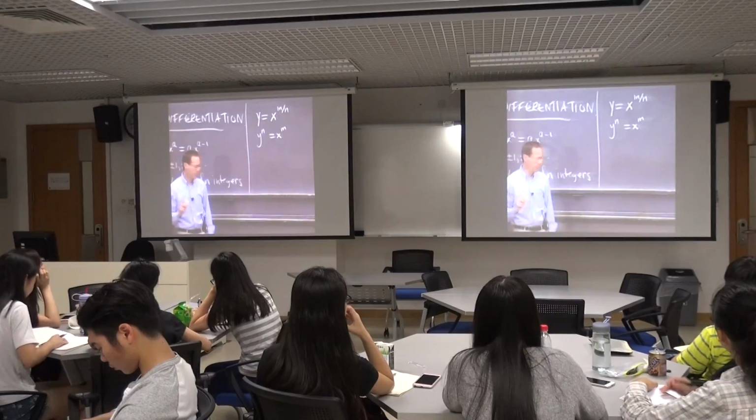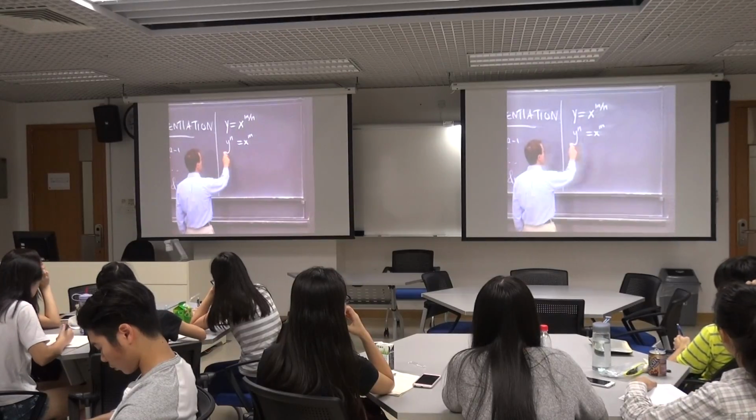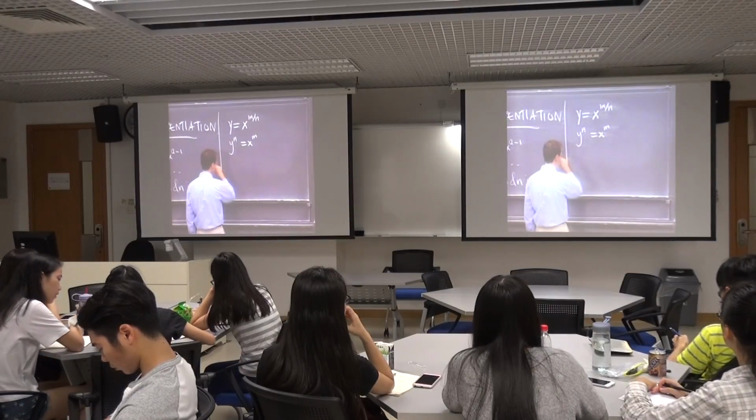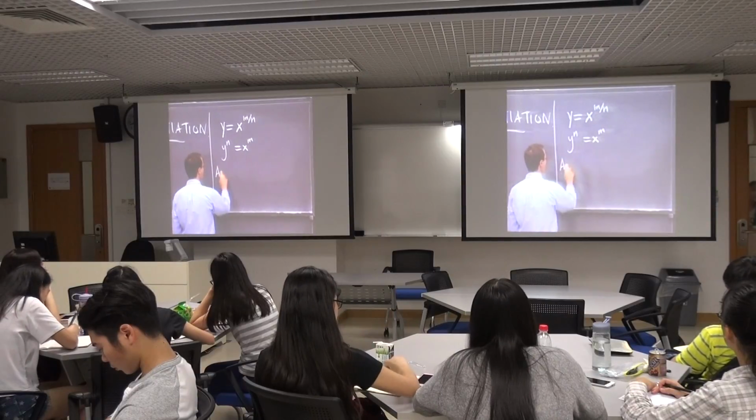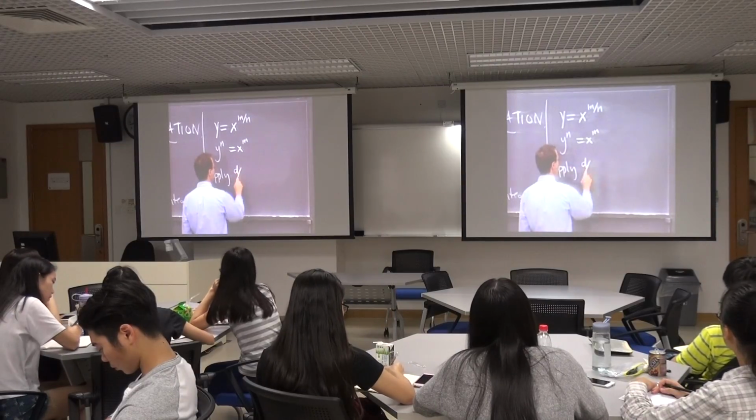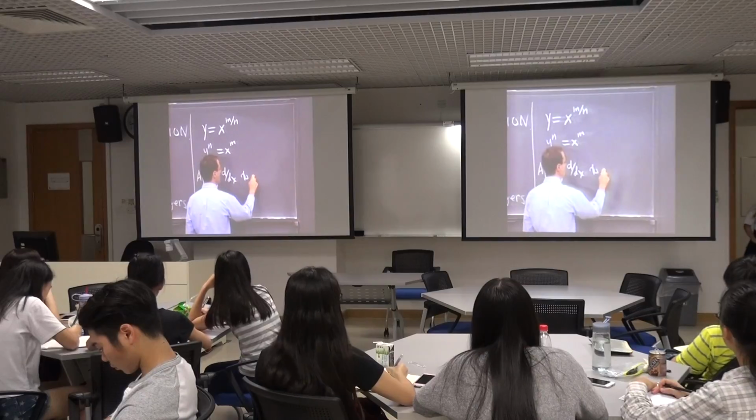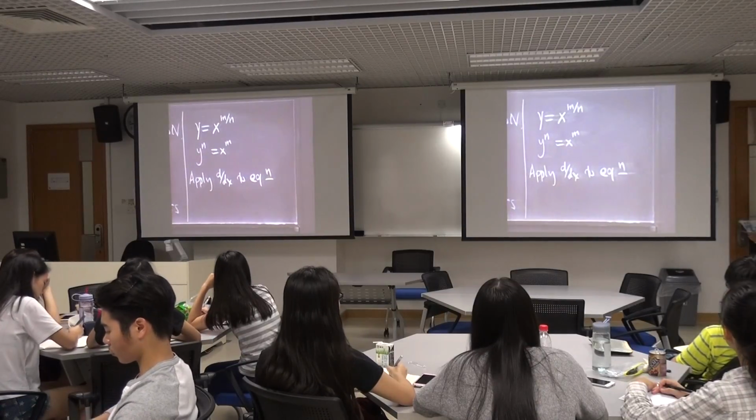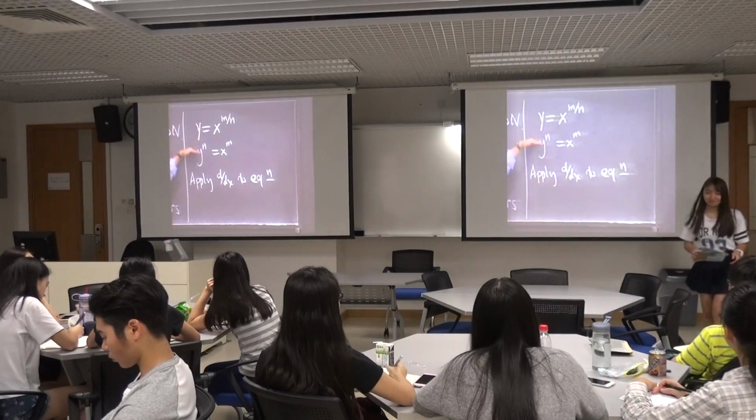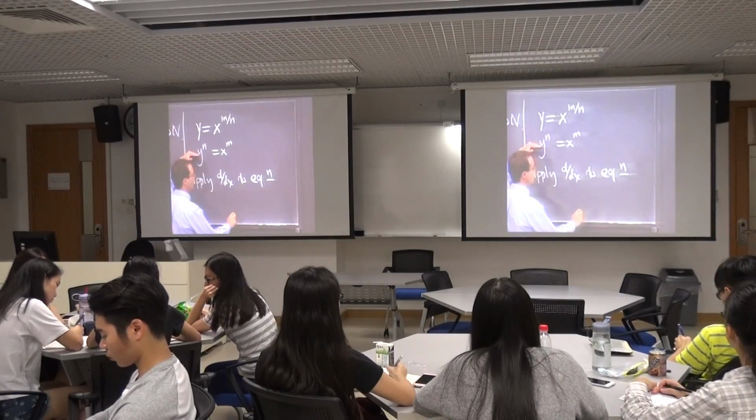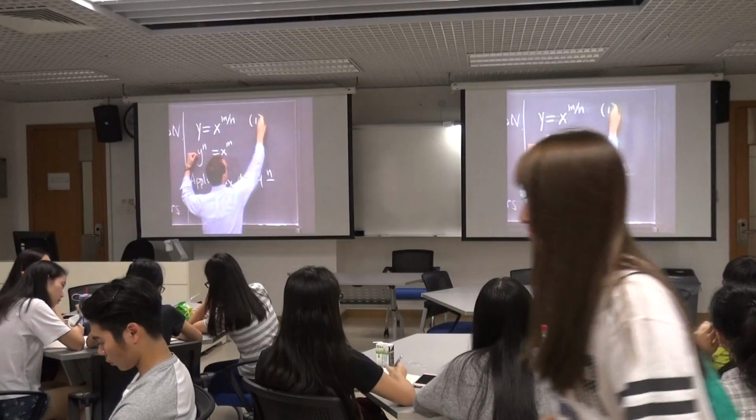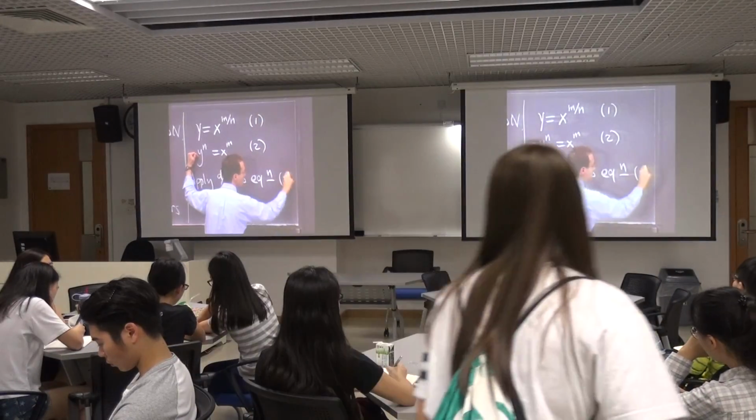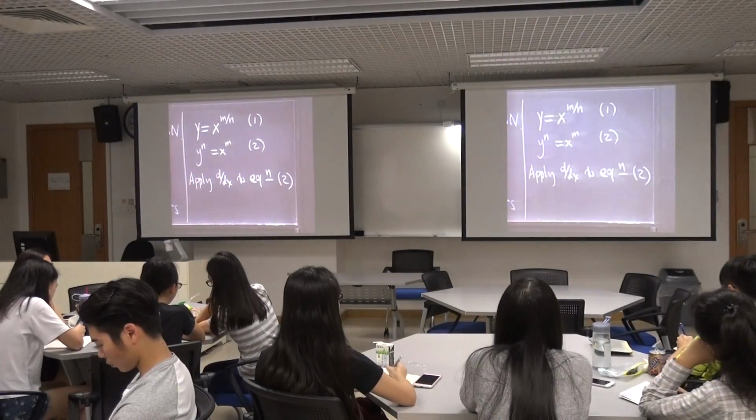And now, what we're going to do is differentiate. So we're going to apply d/dx to the equation. Now, why is it that we can apply it to the second equation, not the first equation? So maybe I should call these equation 1 and equation 2. The point is that we can apply it to equation 2.